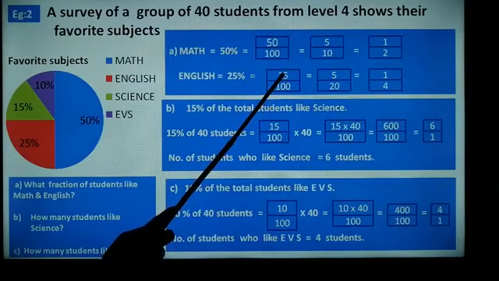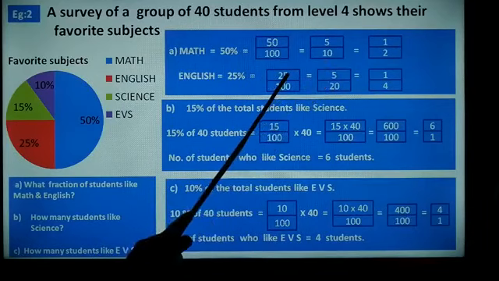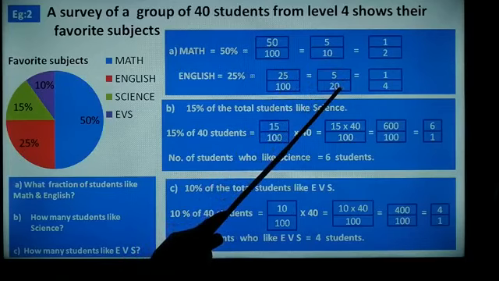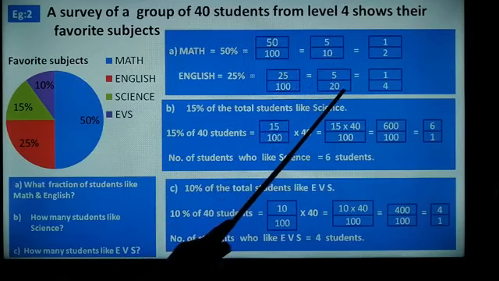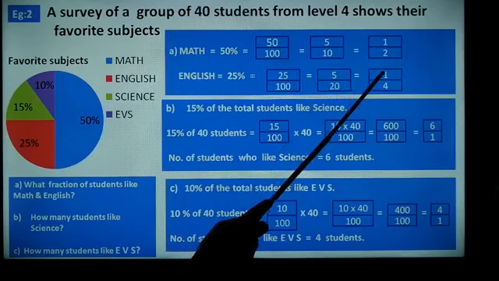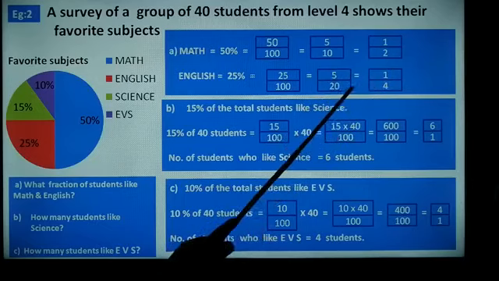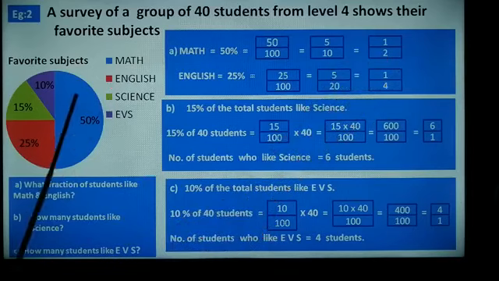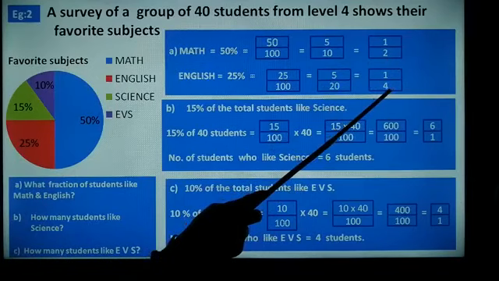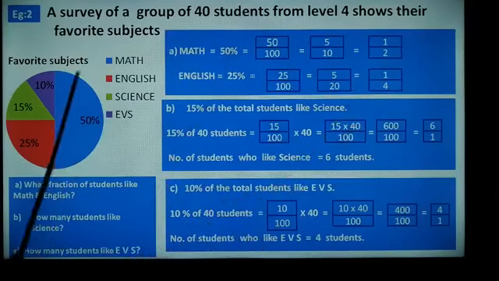25, 5, table of 5. 5 5s are 25 and 5 20s are 100. 5 and 20 will go in the table of 5 again, isn't it? So 5 1s are 5, 5 4s are 20, 1 by 4. The same thing: when you divide the pie chart into 4 parts, 1 part will be English. Just see here, this is a circle. When you divide like this, here it will be 1 part out of 4.